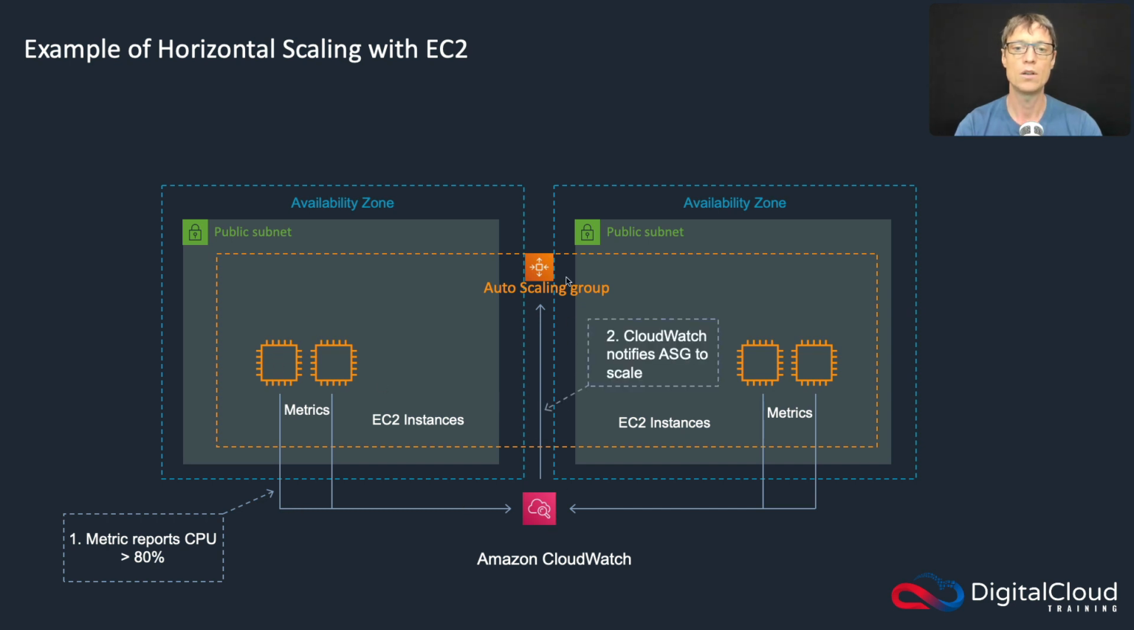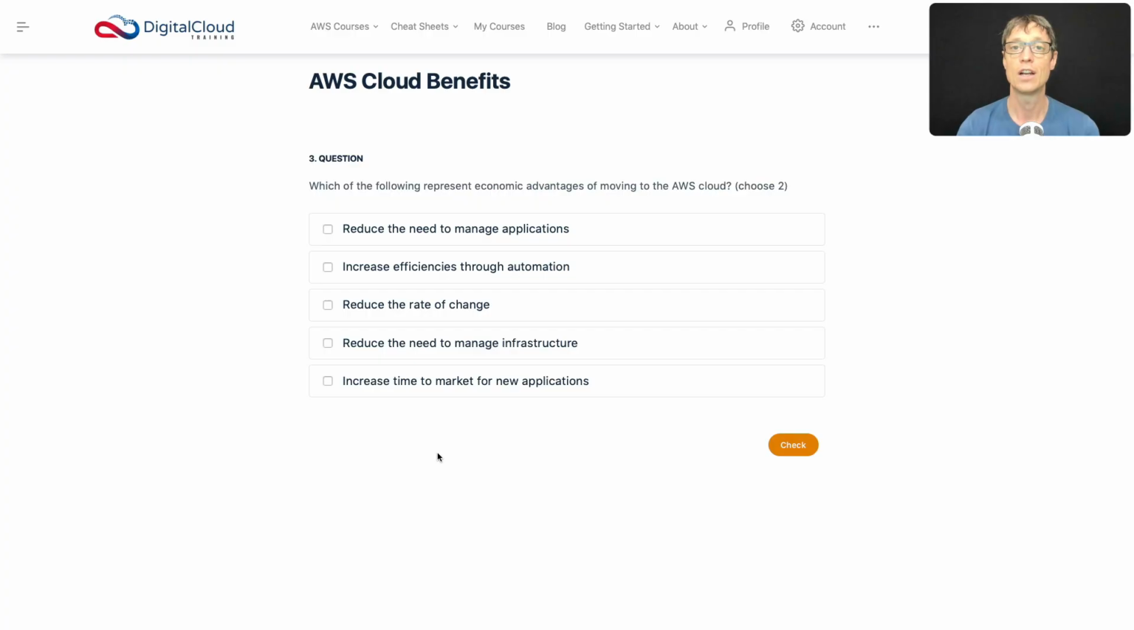So CloudWatch then notifies the auto-scaling group. The auto-scaling group launches an extra instance. So now there's a bit more resource available to handle the demand. So let's do one more question for this particular lesson.